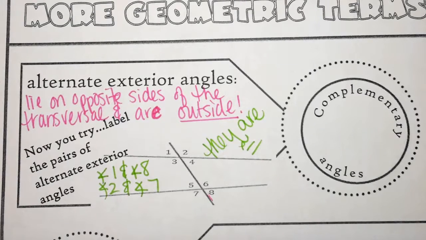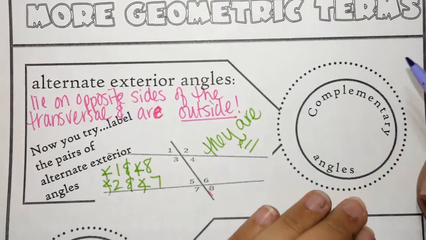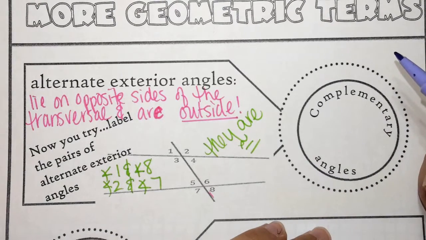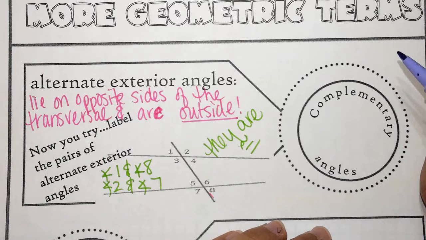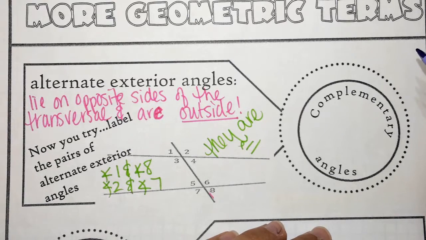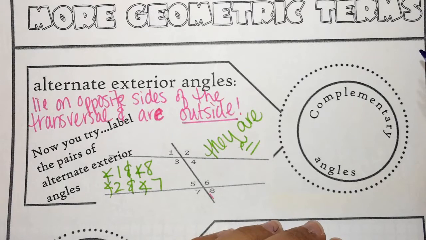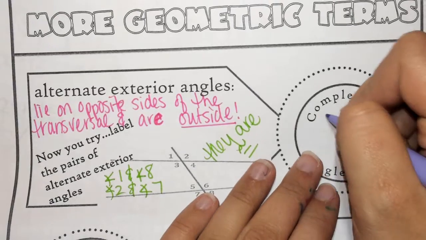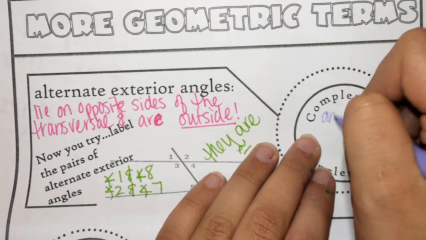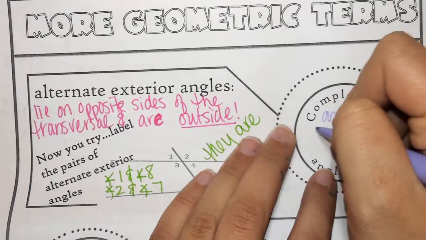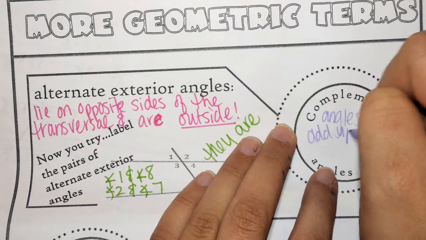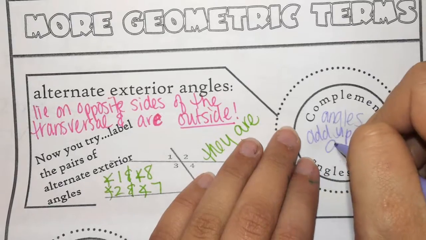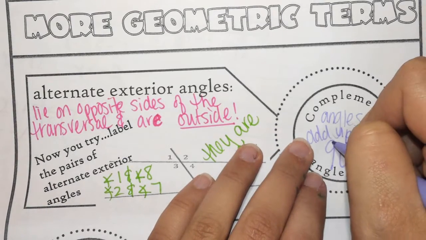Alright, can anybody tell me what we learned about complementary angles? Let's let someone from Ravenclaw talk. Ravenclaw, tell me about complementary angles. Complementary angles. Look at you go. Take a point. So, angles add up to 90 degrees.